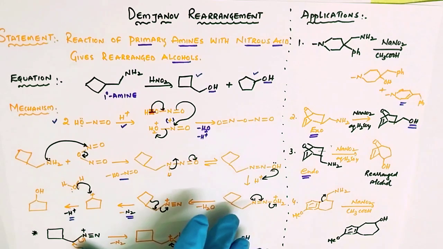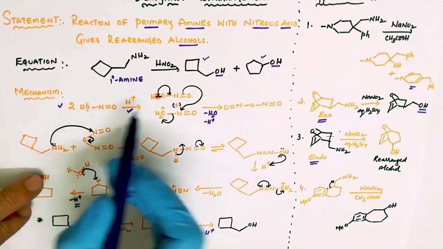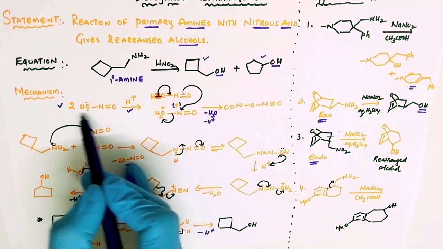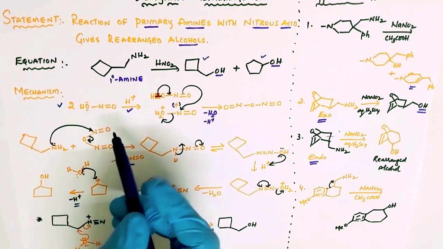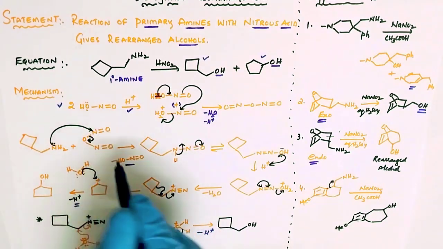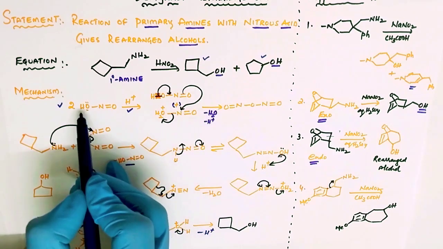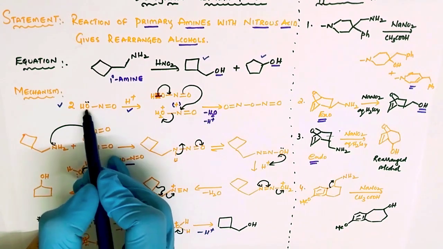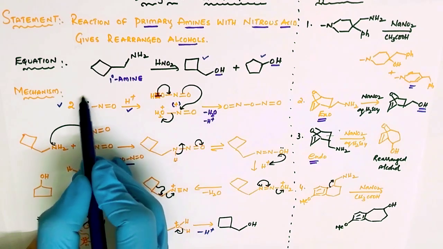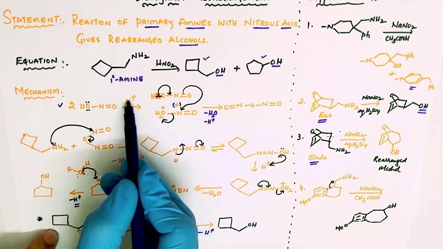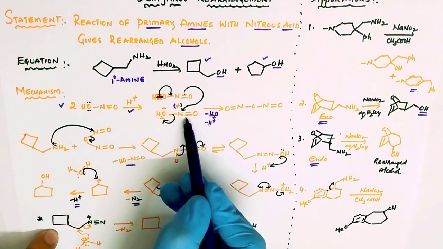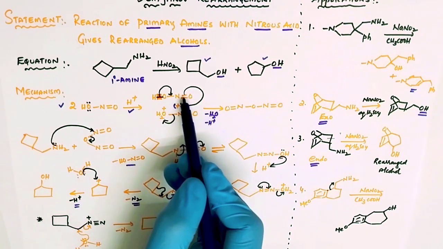Okay, let's see the mechanism. Initially what happened? We have nitrous acid. So 2 moles of nitrous acid are going to be treated with each other in acidic media. So what is happening? One molecule of the nitrous acid, in which oxygen containing lone pair of electrons donates its lone pairs towards the H+, thereby 1 mole is converted into OH2+ NO, another mole is the normal one.